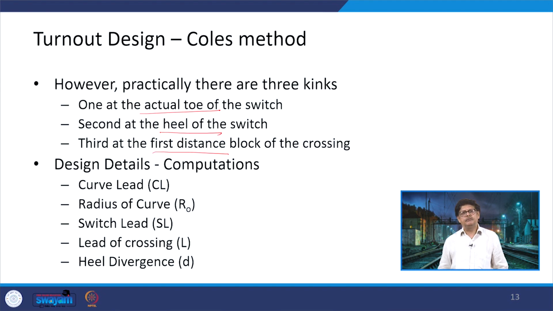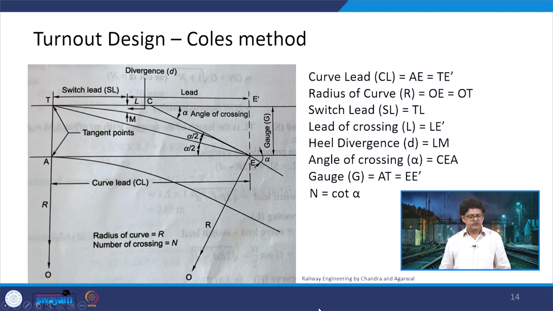Now, when we have to go into the computations of the different components of a turnout, we need to go for the curve lead, radius of curve, the switch lead, the lead of the crossing, and the heel divergence. So, these are the things which need to be computed. So, let us see how these can be computed. Here, we are starting the curve from here, that is the point where the heel divergence is provided. So, the portion from T to L is the switch lead. So, the switch lead SL is TL.